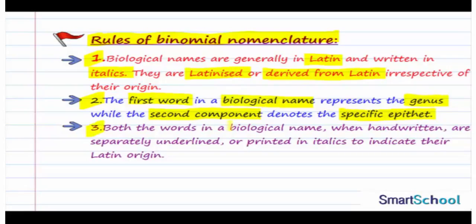The third rule, both the words in a biological name, when handwritten, are separately underlined, or printed in italics to indicate their Latin origin. So whenever a biological name is handwritten, both the words are separately underlined. This is very important. They are separately underlined or they are printed in italics so as to indicate their Latin origin.